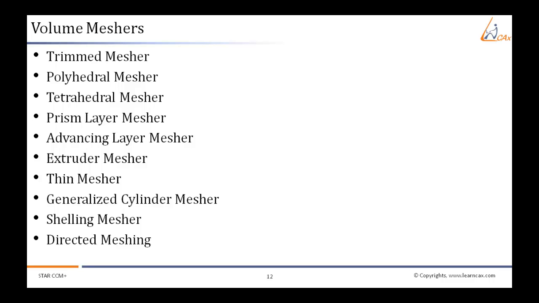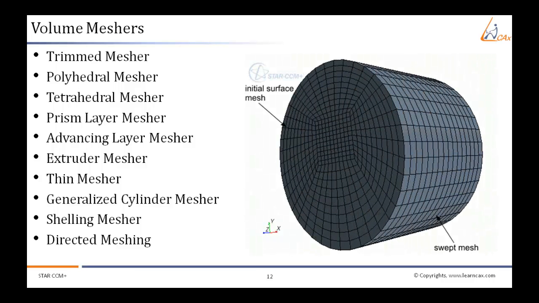These meshers which we discussed till now generate unstructured meshes. What if we need to generate a structured mesh? For that we have directed meshing. This generates a mesh by creating a two-dimensional patch mesh on a surface and sweeping it through the volume along a specified guide surface. Let us now learn these different meshers in detail.